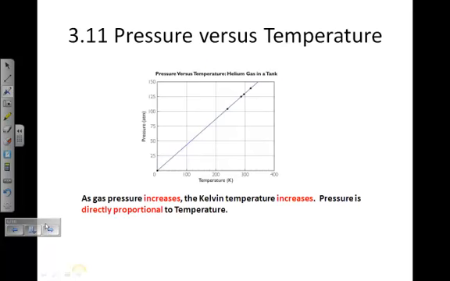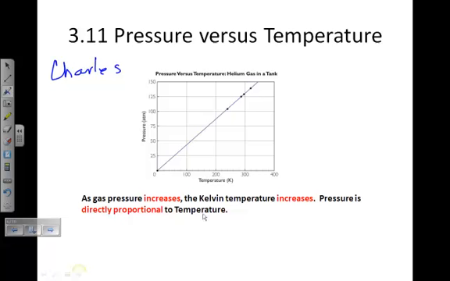The next section here would be Charles' law, where we compare pressure and temperature. So when you heat a pressurized container, it actually gets more and more pressurized. That's why they say never to throw a canister into a fire. It could explode and it's very dangerous.